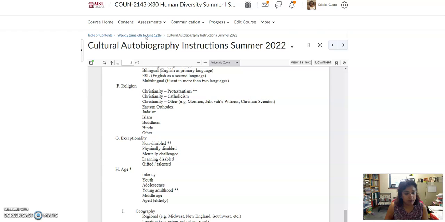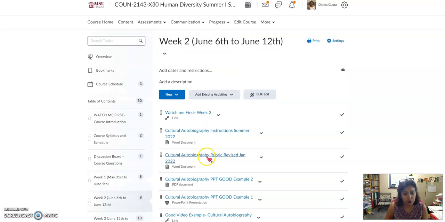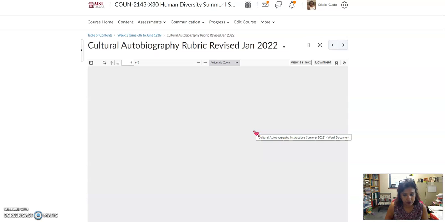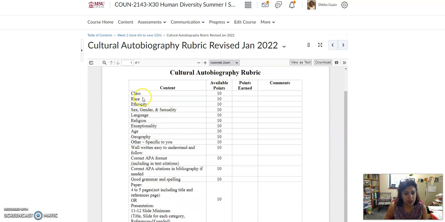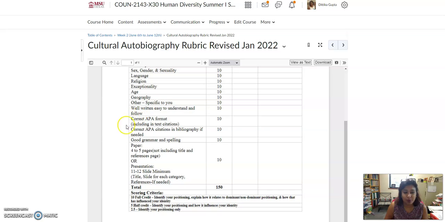Okay, so let me go back and show you the rubric. And here is the rubric. As you can see, each single one of them has specific points, 10 points each. You basically won't be doing APA formatting or citations. Just in case you do, these are the points for it. You have to use the correct APA. Education uses APA and not MLA. These are basically points that you get.